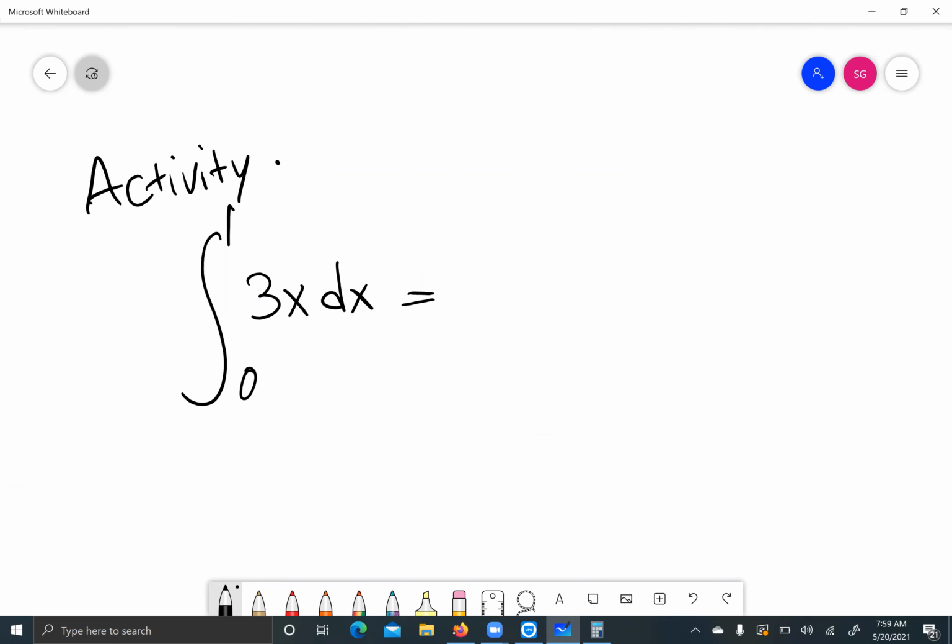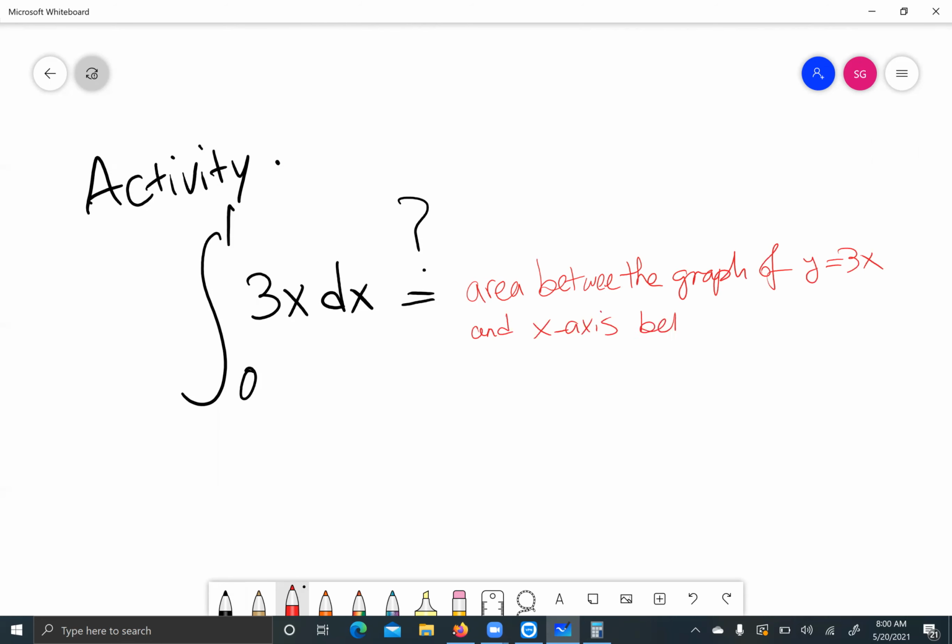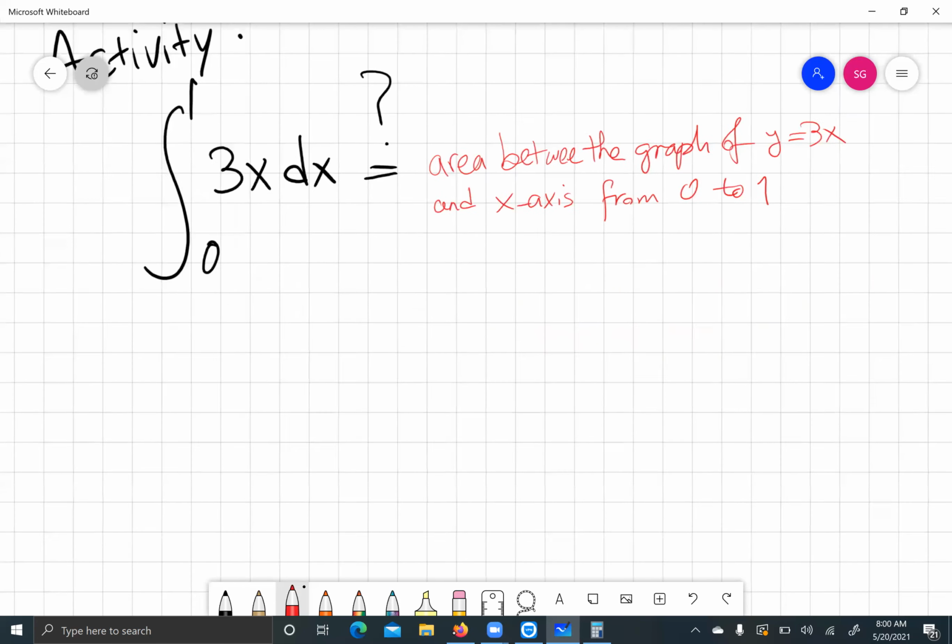So far, we know that this is the same as the area between the graph of 3x and the x-axis from 0 to 1. So let's draw it and see if we can calculate this area by hand.